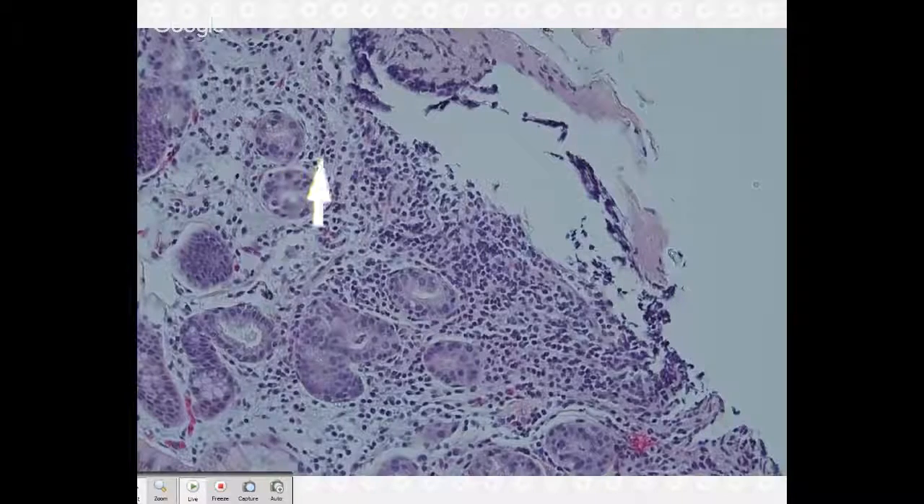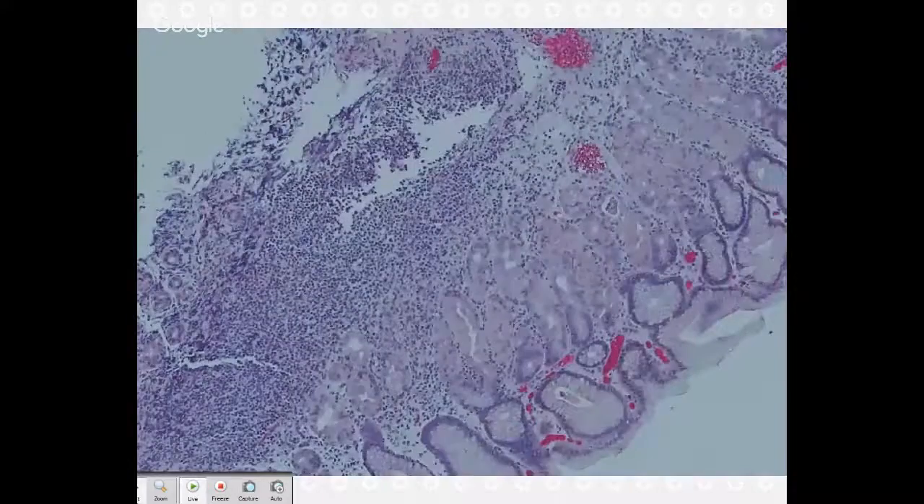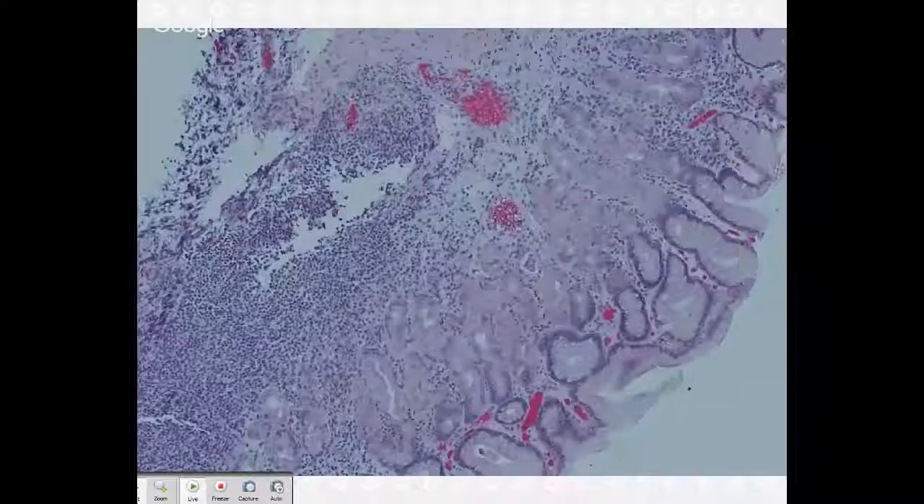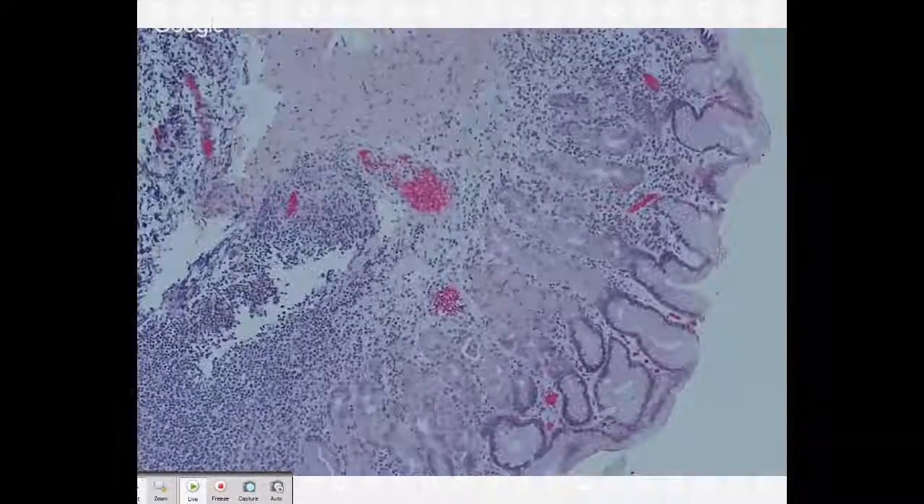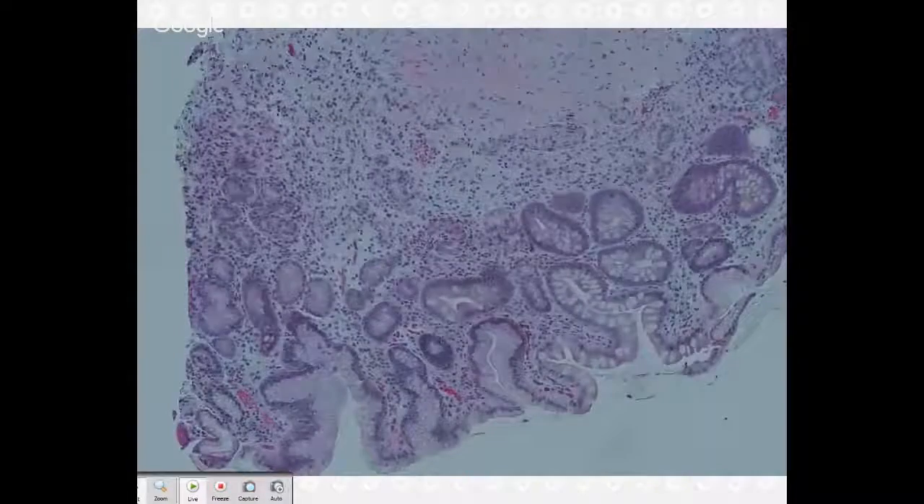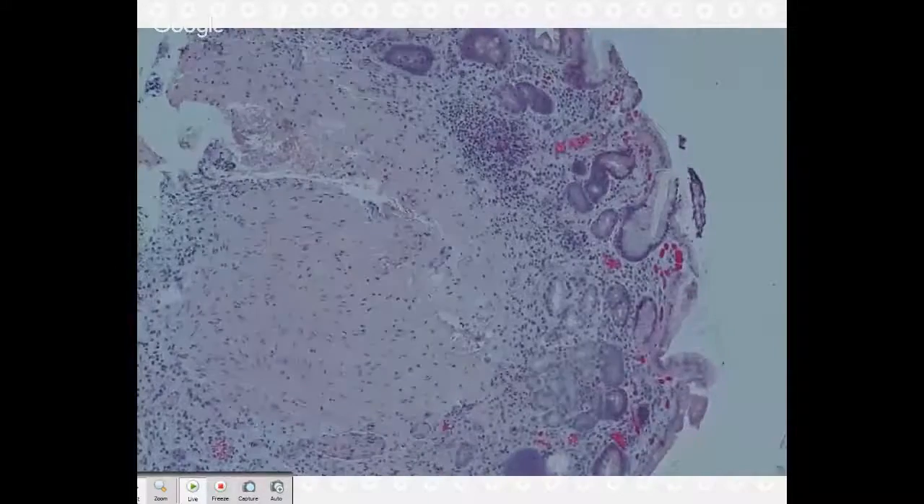Okay, so we've got a mixed inflammatory infiltrate that's dense in some areas. It's kind of patchy. And you said something very important: you said that this looks like antral mucosa. What do you think about this piece? This is fundic area. Yeah, so that is a little weird. Number one, it looks like an inflammatory condition, and we have intestinal metaplasia at some places.